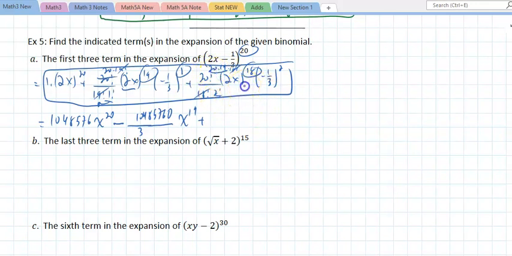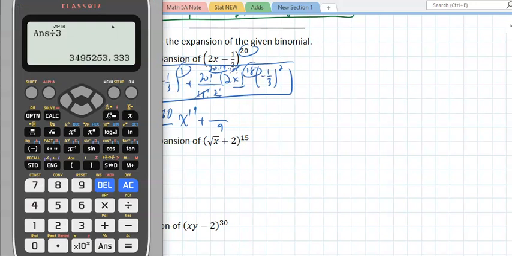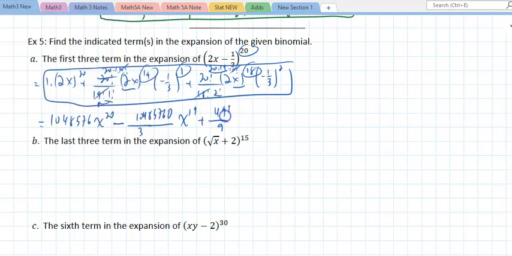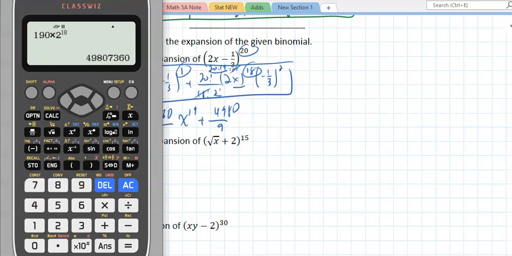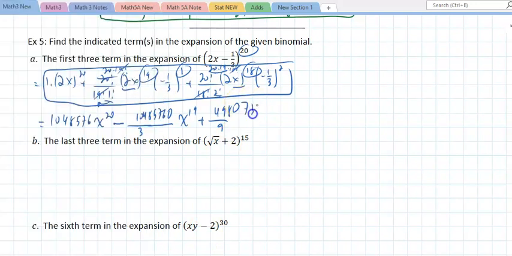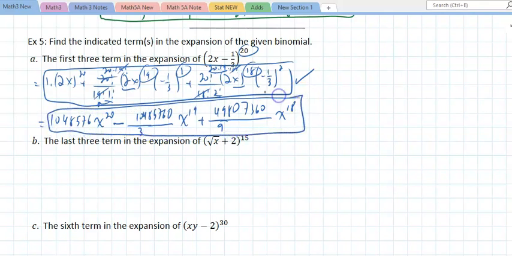That's 190. 190 times 2 to the 18. 190 times 2 raised to the 18. 49807360 x to the 18. Again, this is a fine answer. There it is. Now, I could do that on my calculator one shot as well.